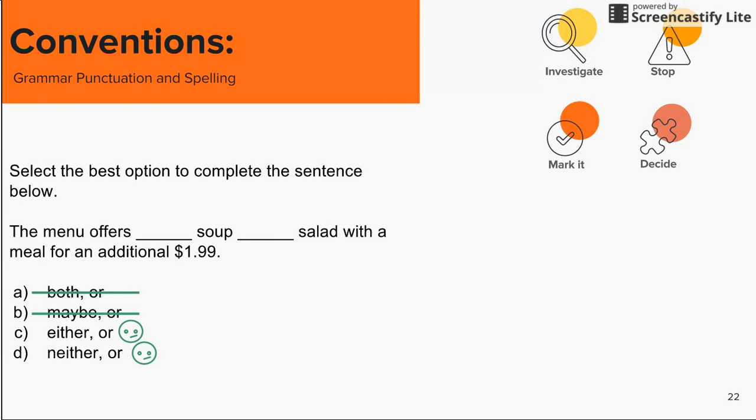The menu offers either soup or salad with a meal for an additional $1.99, or the menu offers neither soup or salad. If I'm still struggling, trust your instinct or your gut feeling and choose the most correct answer. And don't forget to mark it down on the answer sheet.